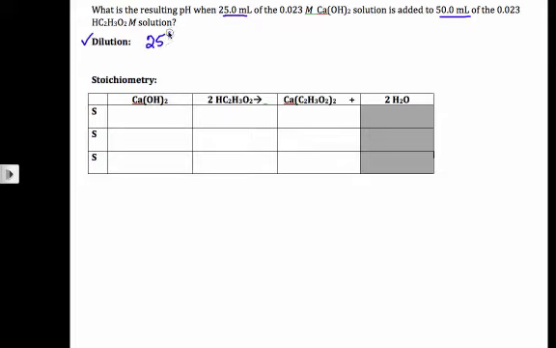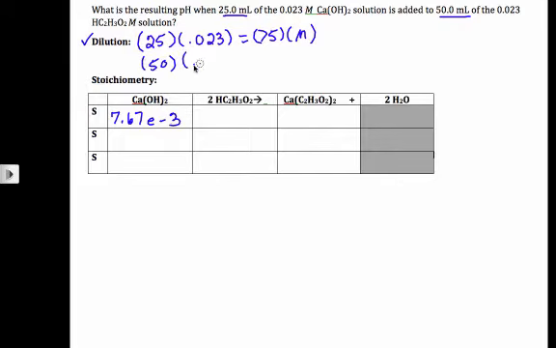So for our calcium hydroxide, I have 25 times 0.023 is equal to 75 times the new molarity. And for the calcium hydroxide, I get 7.67 times 10 to the minus 3. I'm going to do the same thing for my acetic acid. Some of you can tell already by the number I picked where we're going with this. So my molarity is 1.53 times 10 to the minus 2, and no calcium acetate.